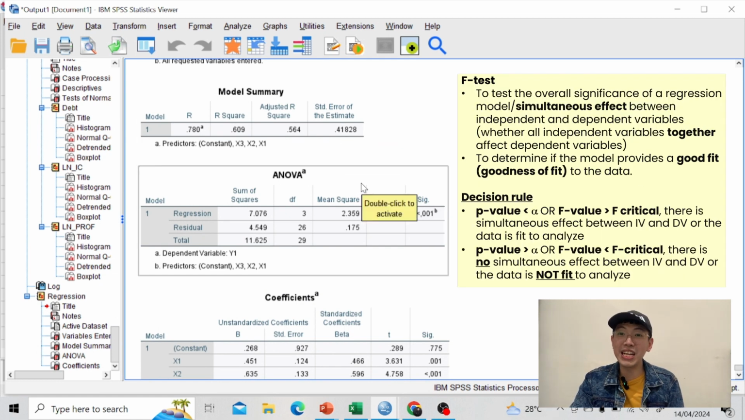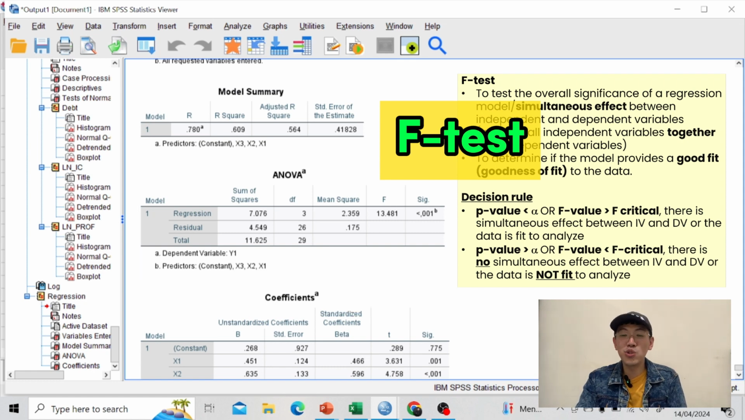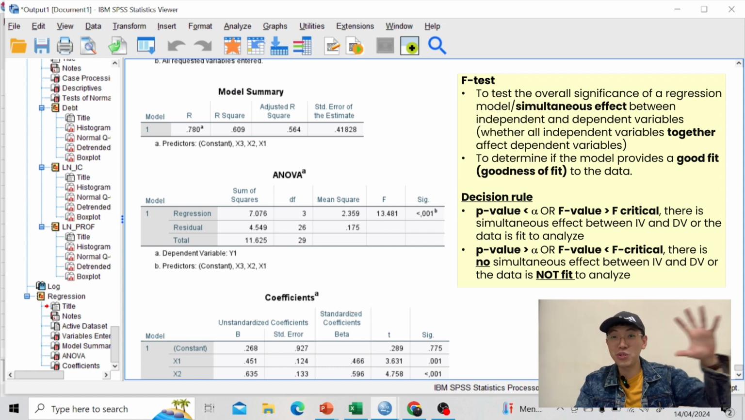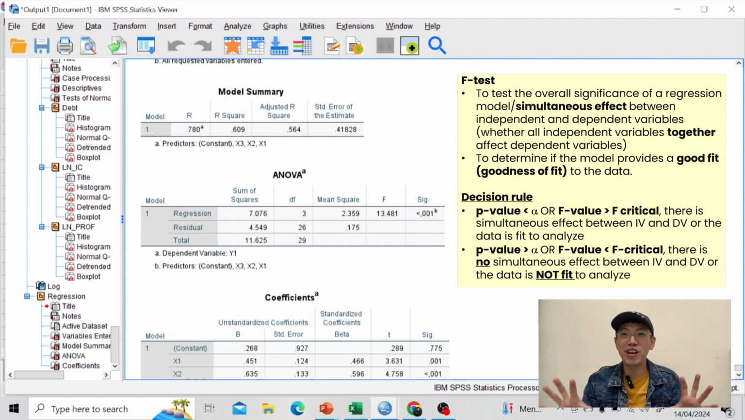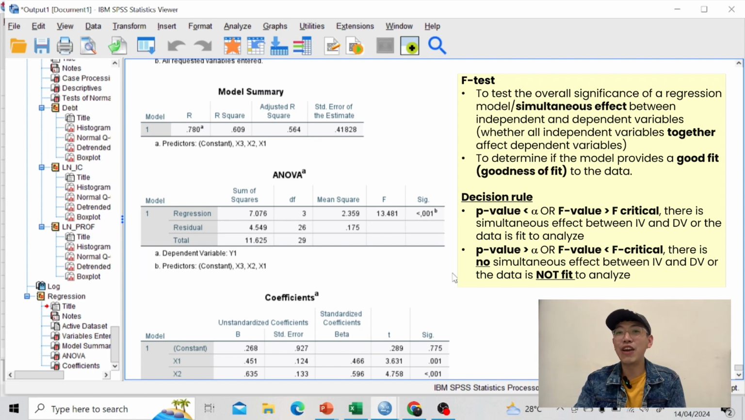The second table here is the ANOVA table. From this table, we will find the result of the f-test. F-test is used to know whether the independent variables together can affect the dependent variable or not. So the combination x1, x2, x3 together can affect the dependent variable or not. The f-test is also called the goodness of fit test. We can see from the sig part. Sig part here is the p-value. If it is less than the significance level, the common significance level used is 0.05.